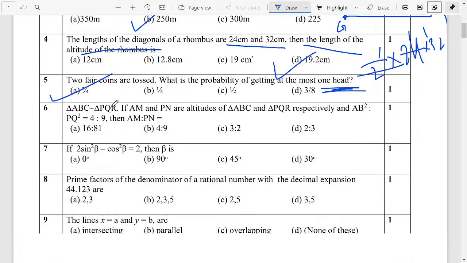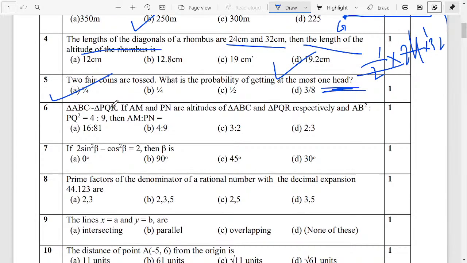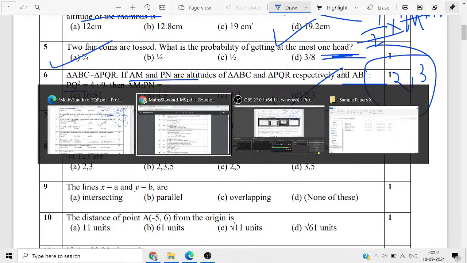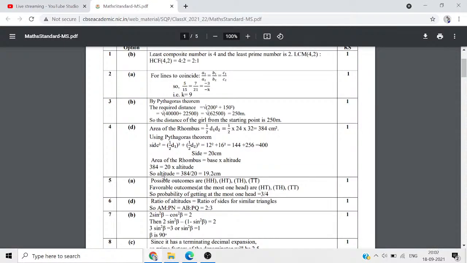Okay, next question. In triangle ABC, triangle ABC is similar to PQR. If AM and BN are altitudes of triangle ABC and PQR respectively, and AB square is to PQ square is equal to 4:9, then AM is to PN. This is easy. See, if AB square is to PQ square is 4:9, it means AB is to PQ will be 2:3. And they are the altitudes, so the ratio should be the same. So the answer is 2:3. You can check from here, 2:3.